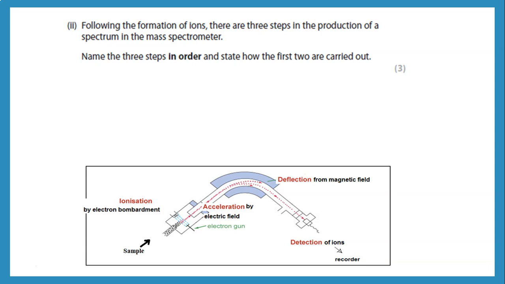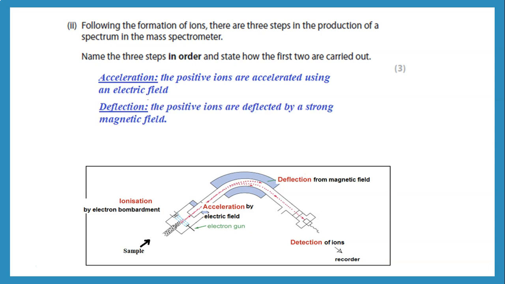Now, after ionization, the next step is what? The next step is acceleration. And this happens when the positive ions pass through an electric field. So what happens is the positive ions pass through electrodes that create an electric field, and this causes the positive ions to be accelerated. So that's the next step.